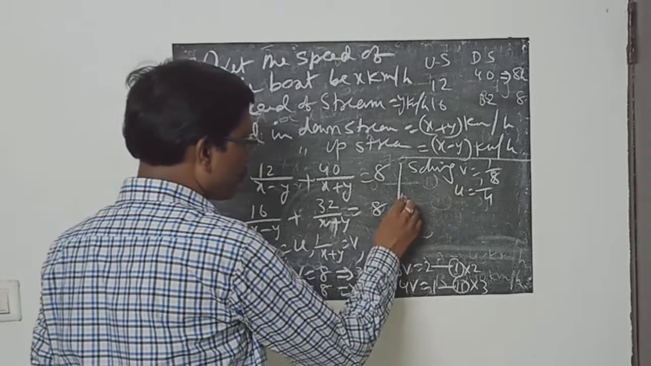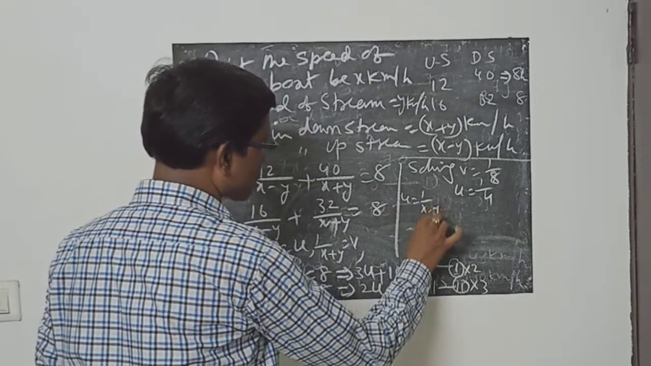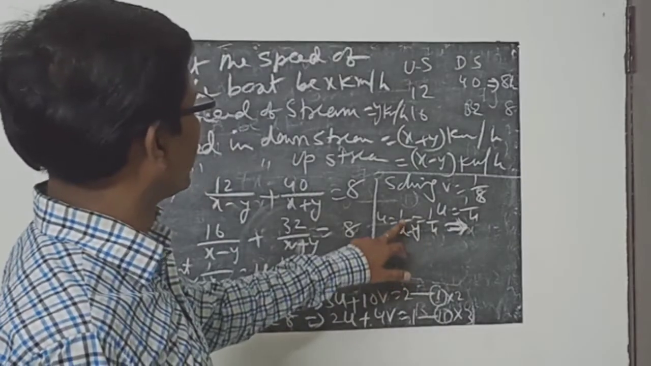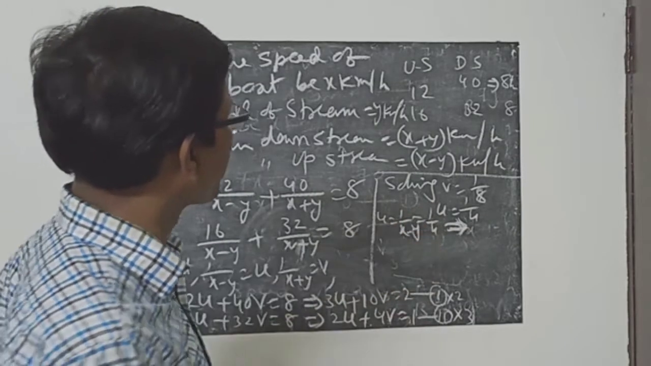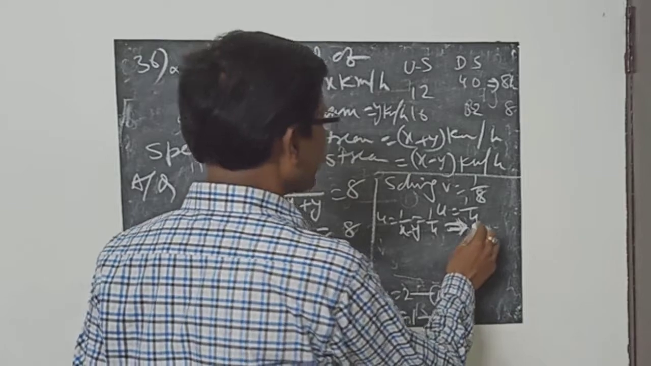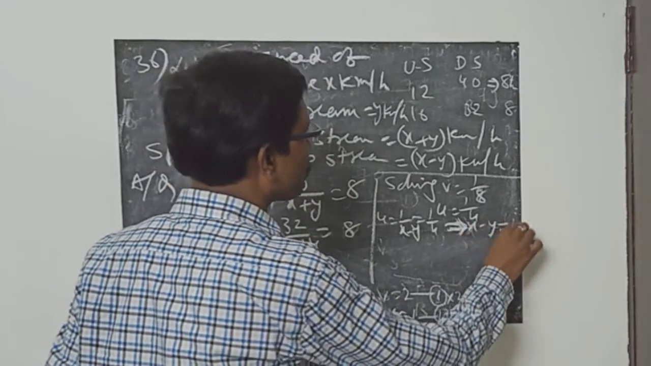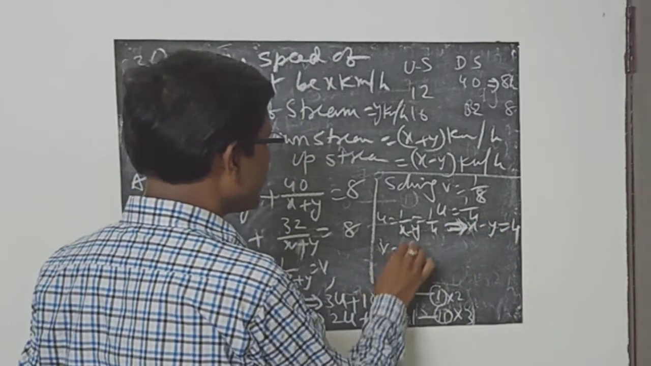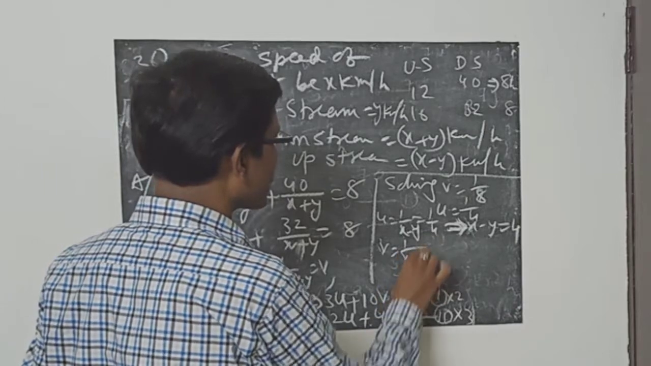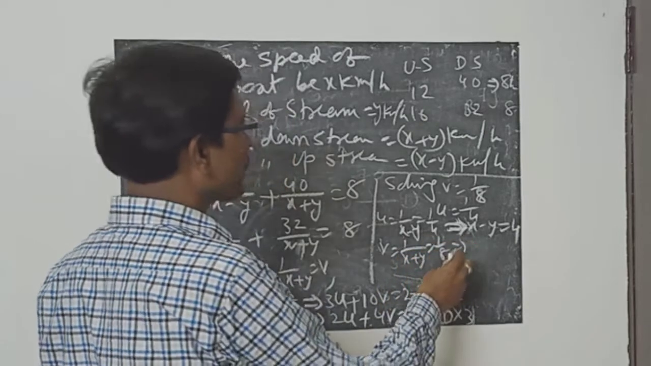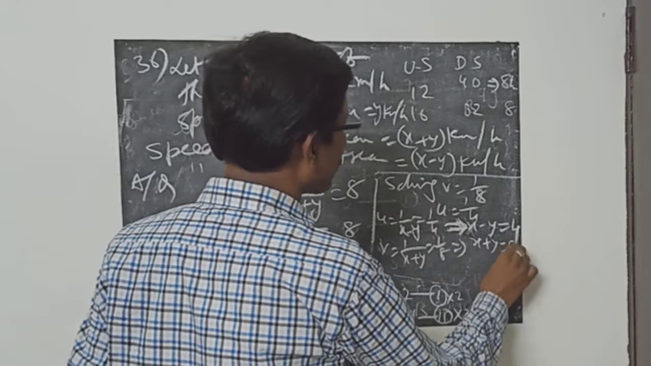u means you have 1 by x minus y. That is, 1 by x minus y equal to 1/4. That means from there you can get x minus y equal to 4. Similarly, v equal to 1 by x plus y equal to 1/8. That implies that x plus y equal to 8.